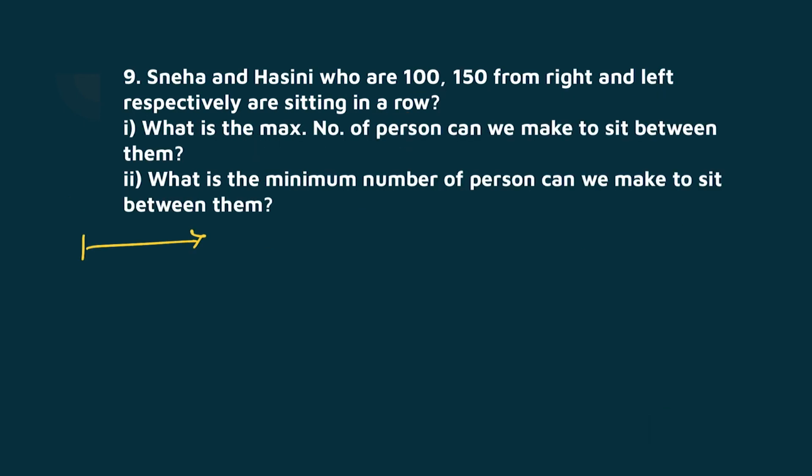Sneha and Hasini, who are 100 and 150 from right and left respectively, they are sitting in a row. So now we have to find what is the maximum number of persons we can make to sit between them. So obviously we can make any number of persons sit. So the answer will be: the maximum number of persons we can make to sit in between them is infinity.